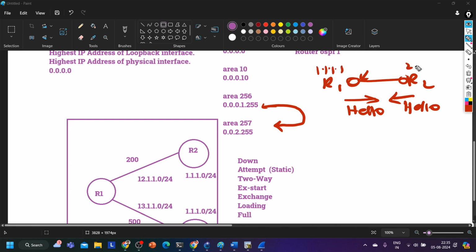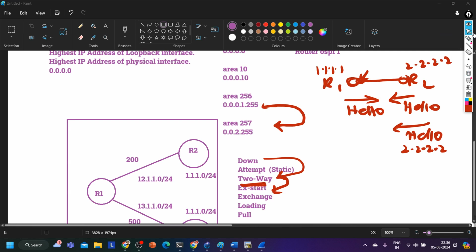Router ID of R1 is 1.1.1.1, and of R2 is 2.2.2.2. So in the second hello message, router 2 is going to send its own router ID as well as the router ID of the neighbor. And once a router receives a hello message with its own router ID, the state will directly move from two-way to ExStart. First, when it receives a hello message, the state will move to two-way. In two-way, it will check, is the neighbor router sending my router ID in the neighbor router ID field? If yes, then the state will move to ExStart. So the two-way state is generally used to check bidirectional connectivity.